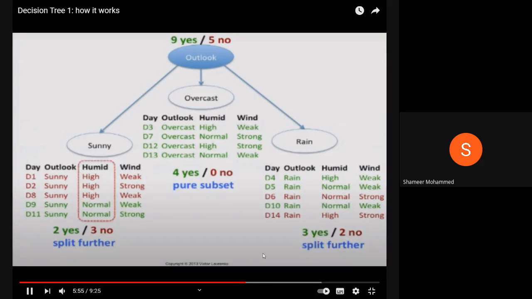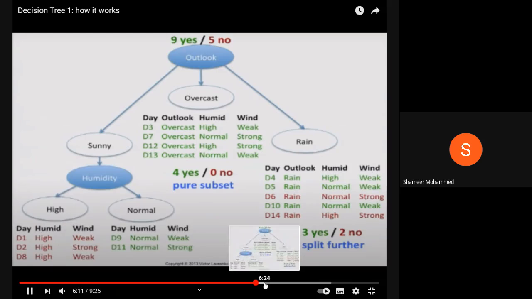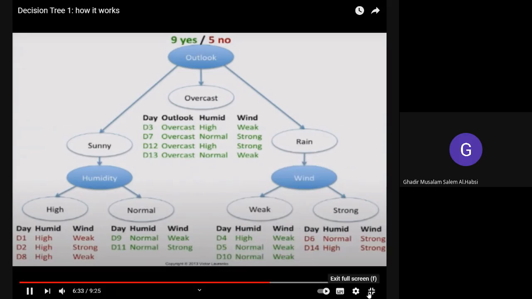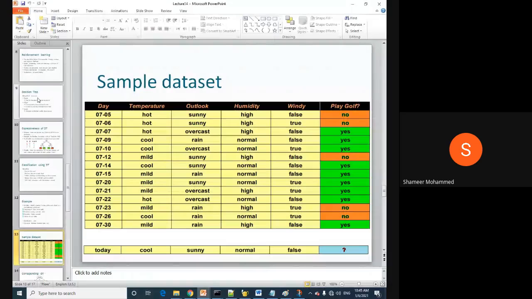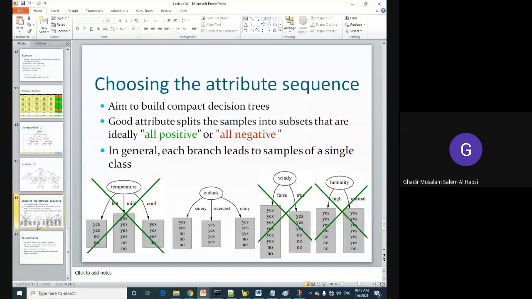Any doubts you have, questions, students? Sir, open the slide. Sir, go to the last slide. Yes, sir. Sir, here how can we choose?